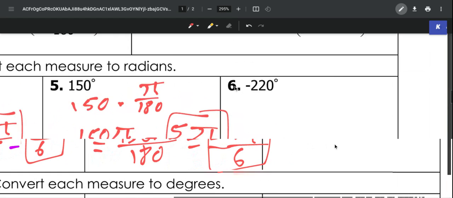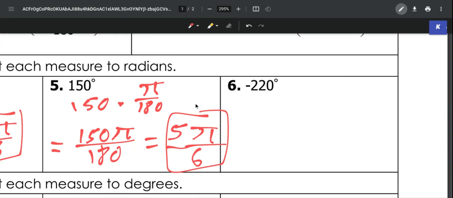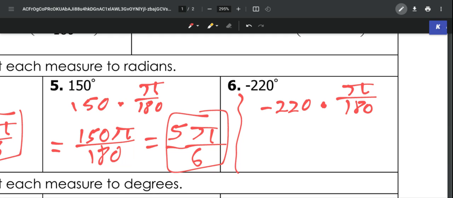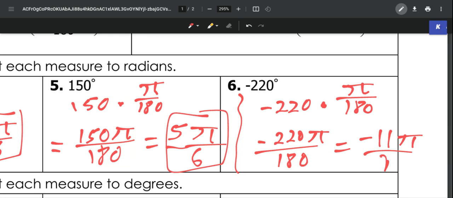And then a negative doesn't change anything. You still do the same thing, except your answer will just be negative. I'll do this one with you anyway. So negative 220, if we want to convert this to radians, times pi over 180 is going to give us negative 220 pi over 180. And then that's going to reduce down to negative 11 pi over 9.